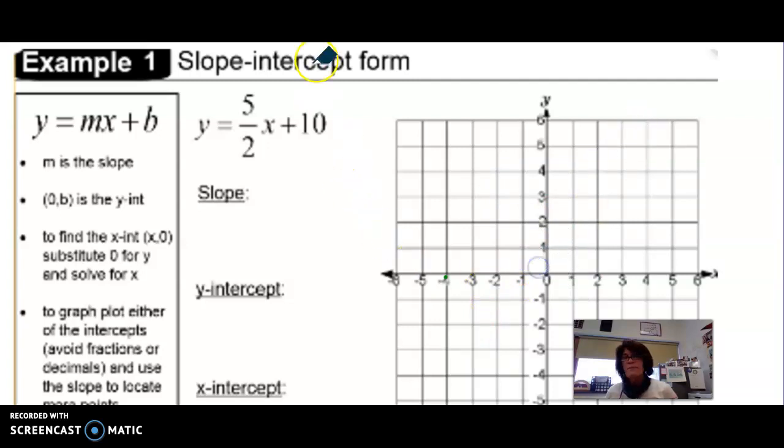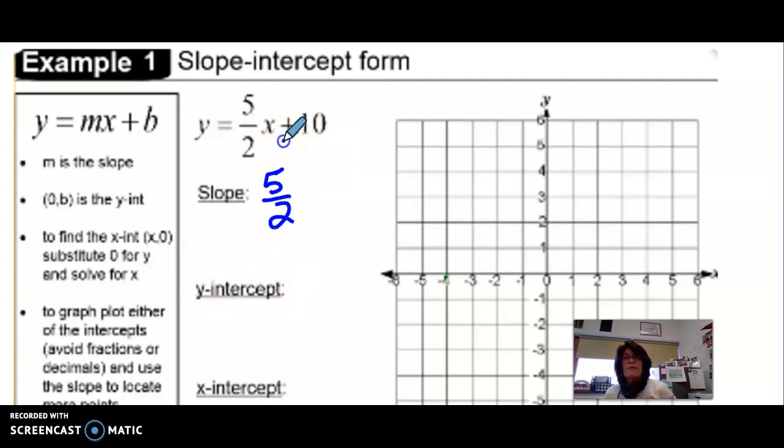You participated in a discussion, and we're moving forward now to actually graph lines once we're given the equation of a line. Every line has something called slope-intercept form. If it's in this form, we talked about this last week as well, then the slope is always the number in front of x. So this slope will be 5 over 2.